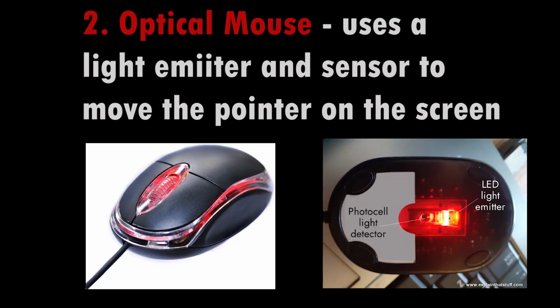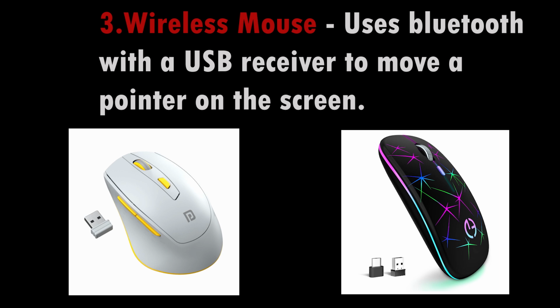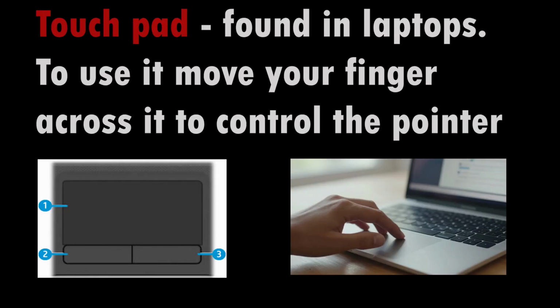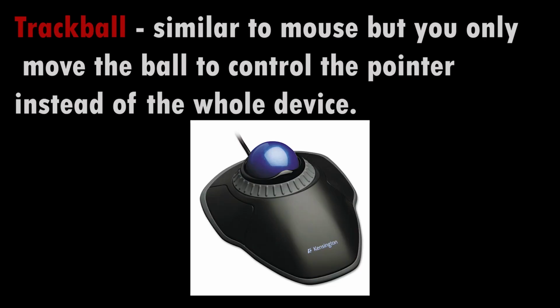Next, we have what we call the optical mouse, which uses a light, and that's the most common mouse that we have right now. Next, we have what we call the wireless mouse. It uses a Bluetooth or USB receiver to be able to move the pointer on the screen. We have other pointing devices, which include the touchpad, which is found on laptops. To use it, you move your finger across it to control the pointer. We have what we call the trackball, where you move the ball instead of moving the whole device to control the pointer on the screen.